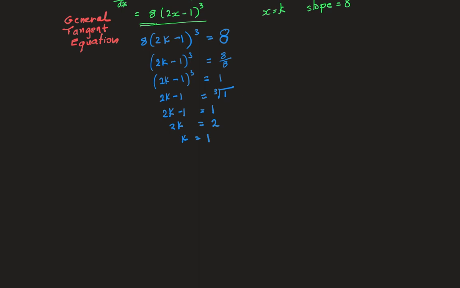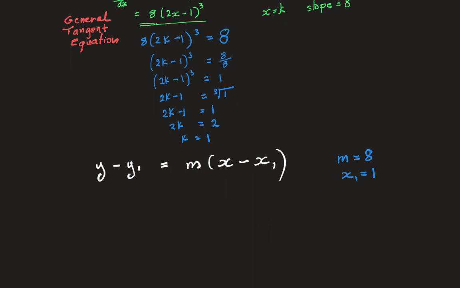An equation to a line will have this formula: y minus y1 is equal to the gradient m, times x minus x1. So we know that m is 8, we know that, because that's the slope. We know that x1 is equal to 1, because that we found out evaluating k. x is at k, so it's x1.